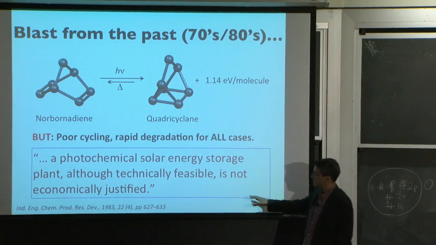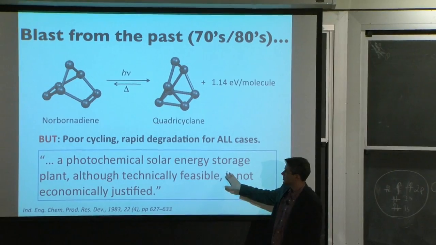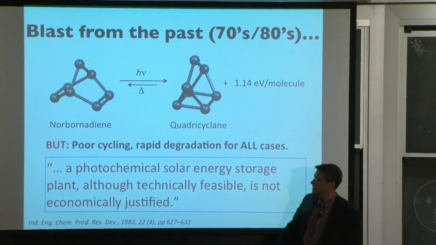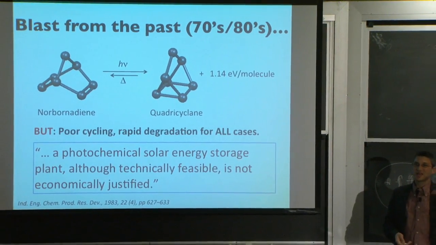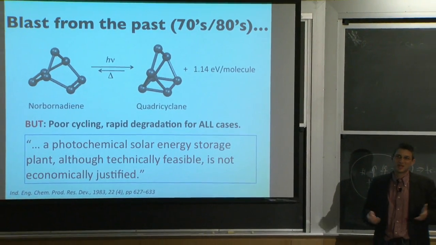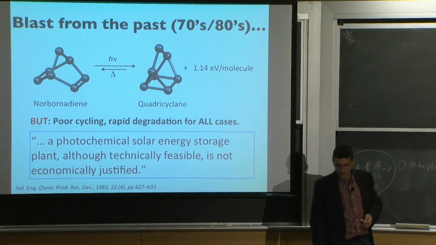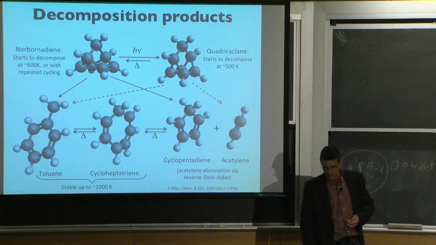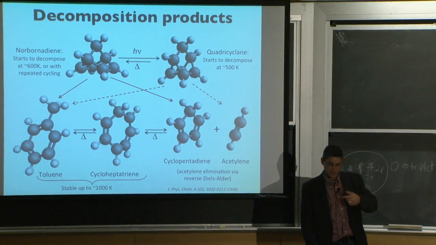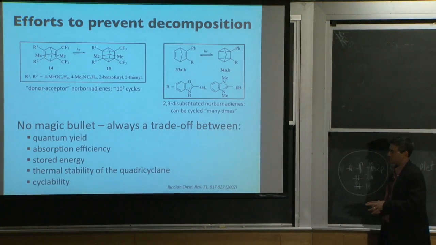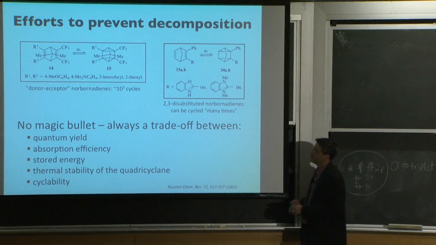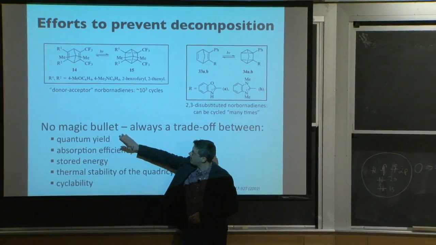The papers of the time were saying things like an energy storage plant, although technically feasible, is not economically justified because there's an upfront cost for this fuel. And if it doesn't cycle, if it just degrades in 10 cycles, you can't justify the cost, right? So there's a lot of work on this, and those are the degradation products. I won't go into it, but I'll leave it in your notes. A lot of work was done. Many papers were written, and a lot of experiments were done to fix this problem. But no magic bullet was found.